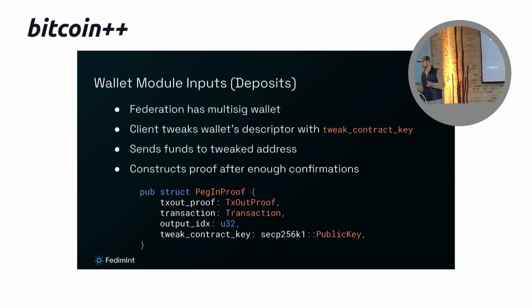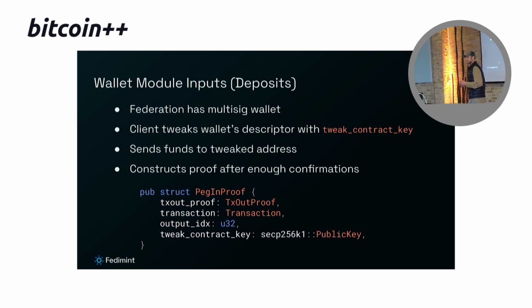Well, let's zoom out and consider how a deposit works in Fedimint. So the Federation is running a multi-sig wallet that has a descriptor. When you connect to the Federation, you're able to see this descriptor. And then if a client wants to deposit funds into the Federation, they're able to create a tweak contract key and then tweak that descriptor using this key. Once they have that descriptor, they can get this tweaked address out of it and then send that to the user. And then from any wallet they control, they're able to send funds to this tweaked address.